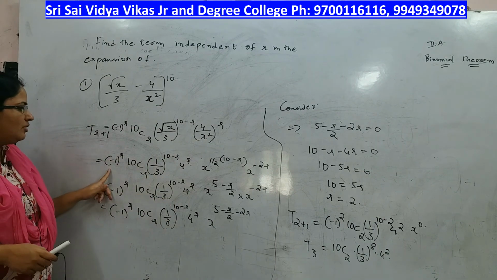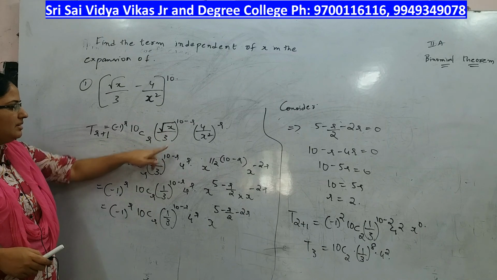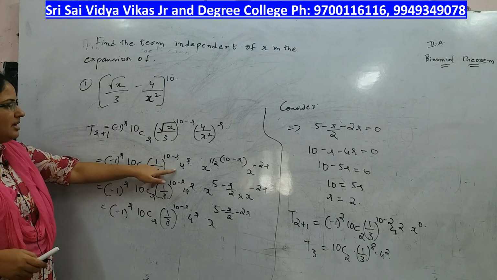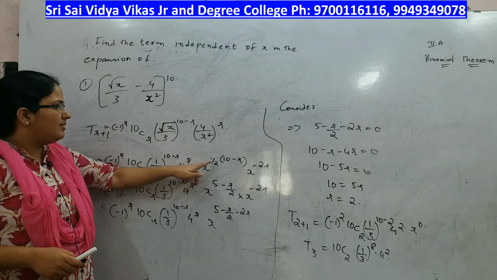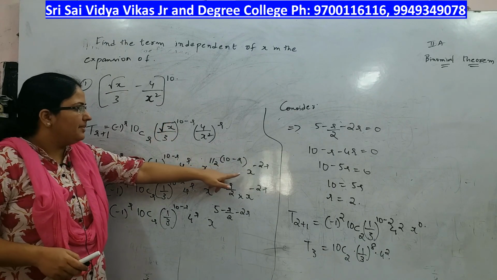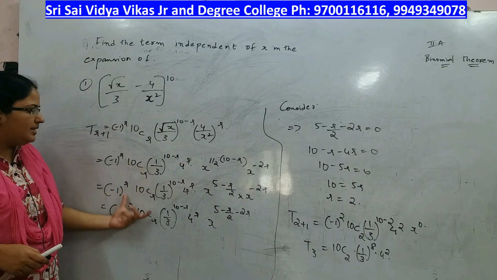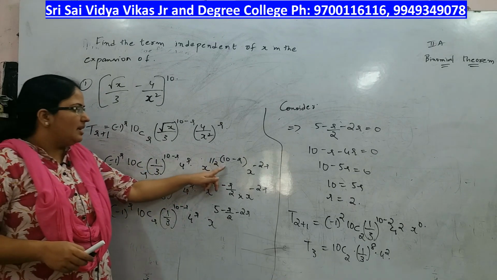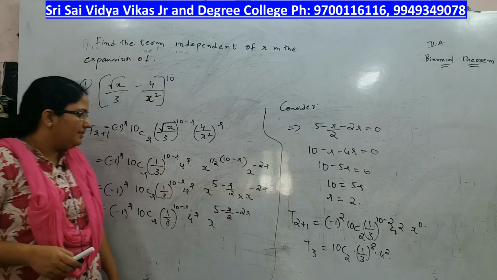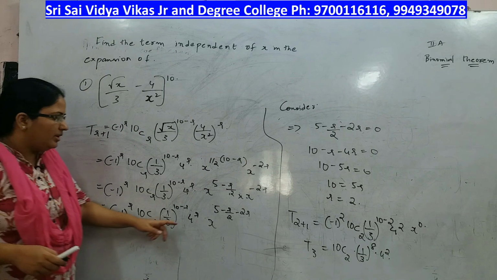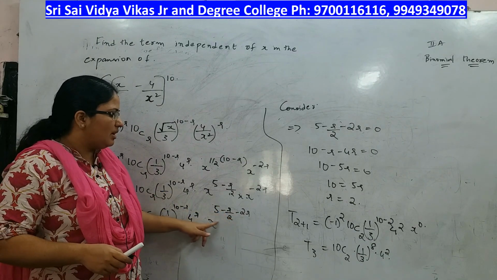Now (-1)^r 10Cr, take the √x aside, it will be (1/3)^(10-r) 4^r. √x can be written as x^(1/2) raised to (10-r), and the other term is x^(-2r). Now these terms we write as they are: (10-r)/2, that is (5 - r/2), and x^(-2r). So if you add these, what do you get? The power is (10-r)/2 - 2r. This is what you get.